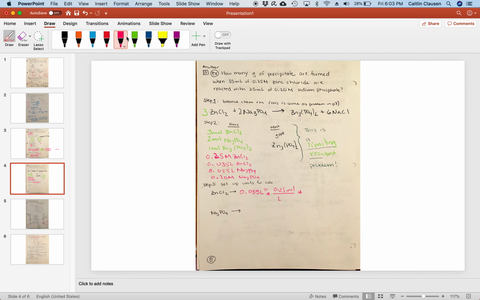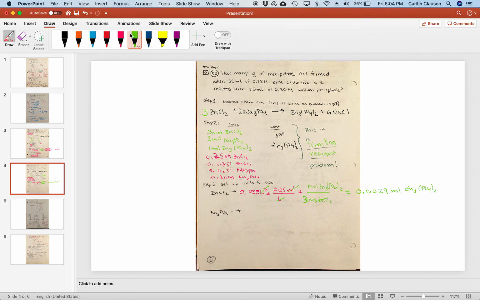To get from moles of zinc chloride, I need to use the balanced chemical equation, so 3 for every 1 mole of zinc, 3 PO4, 2. And these are going to cancel, and I will be left with 0.0029 moles zinc 3 phosphate.